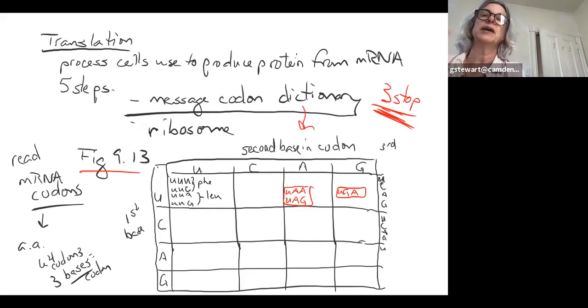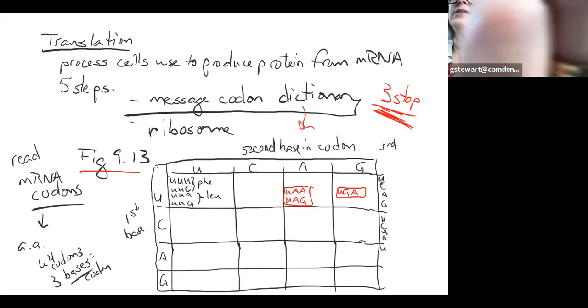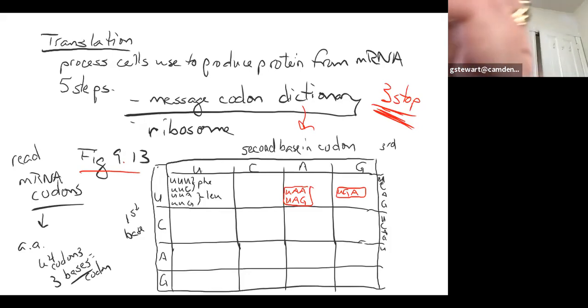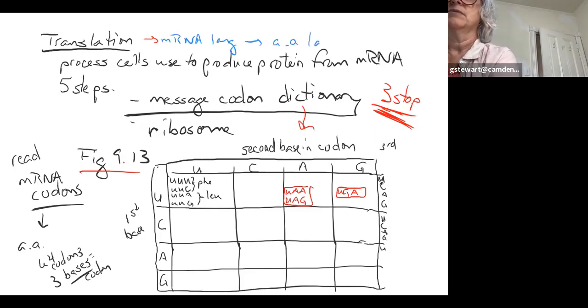And the translating, it might help you if you try to remember. Translating is just like translation. We're translating from one language into another. And the way we're going is we're going from messenger RNA language to amino acid language, right? And the translator is going to be transfer RNA because it knows both languages.